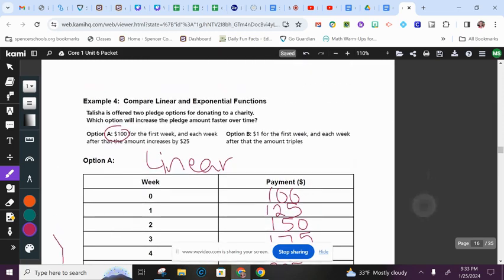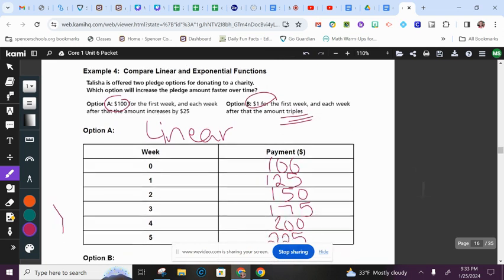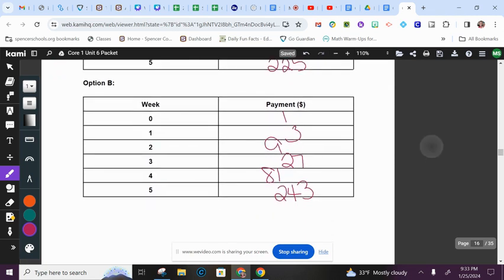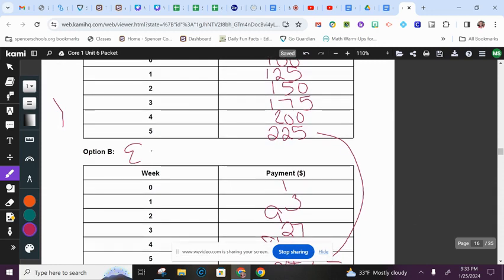And the example B here, we're going to start with $1. So big difference, $100 to $1. And then it says we're going to triple every week. So $1, triple that is 3, triple 3 is 9, triple 9 is 27, triple 27 is 81, triple 81 is 243. So notice that after just 5 weeks, you have more money than the linear. This is exponential here.